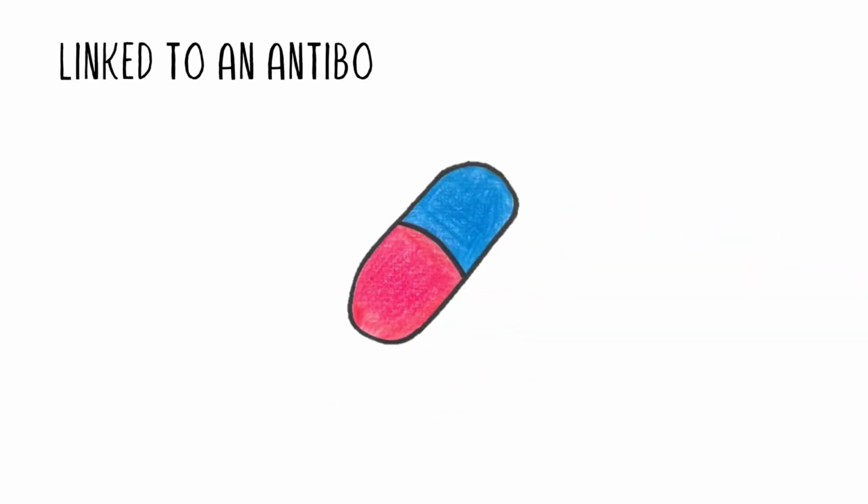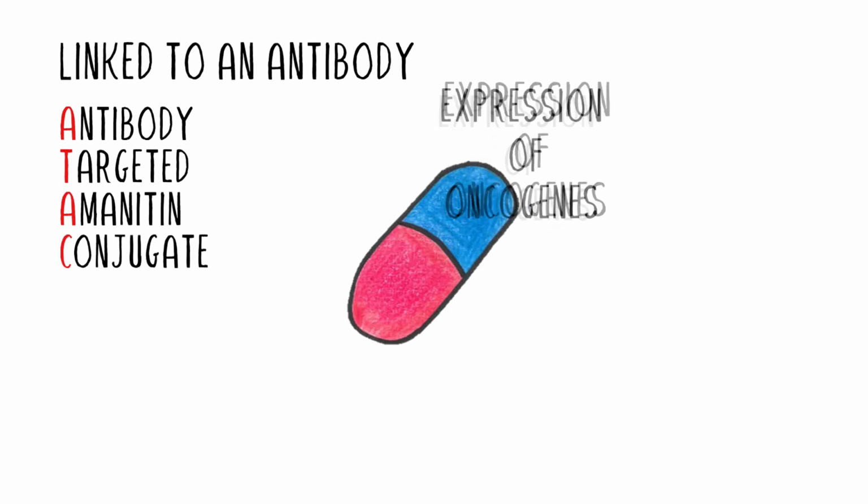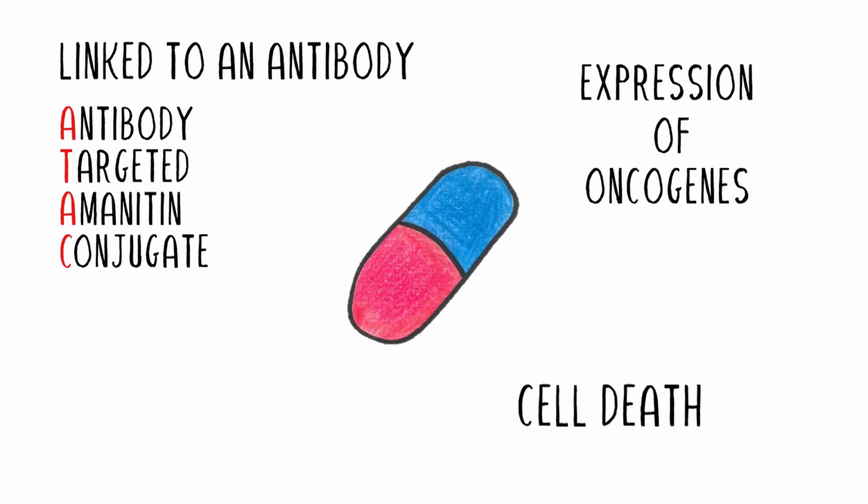Alpha-amanitin is chemically linked to an antibody-targeted amanitin conjugate. Tumor cells rely on transcription for the expression of oncogenes that suppress apoptosis. By pausing or stopping the transcription in cancer cells, oncogenes are transcribed less frequently so the growth is reduced.